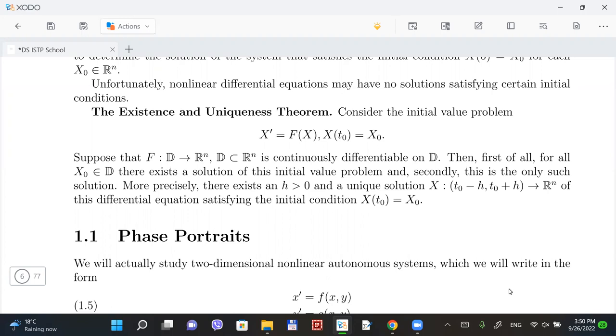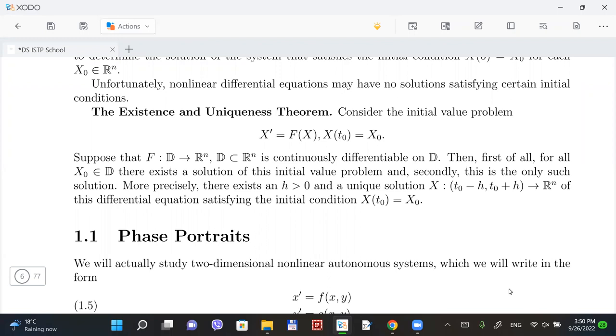That means that you can have two solutions passing through one point. And this is very difficult in numerical estimation, because you don't know which solution you have to try. If two solutions pass through one point, it is not good also in the qualitative theory of differential equations.